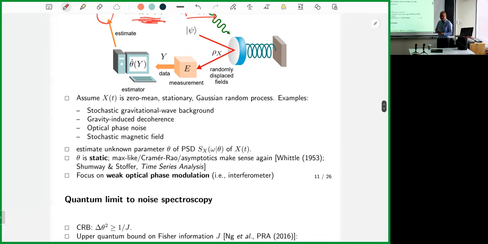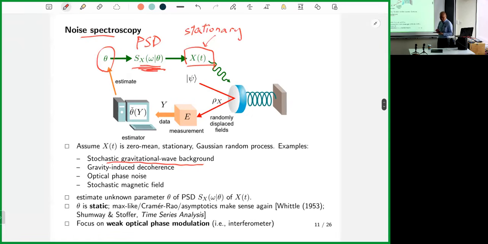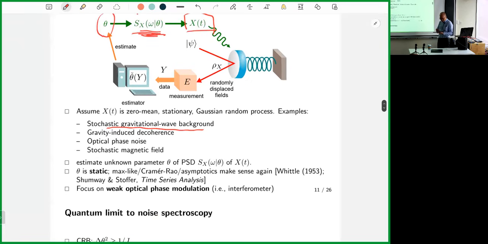Some examples: instead of estimating the gravitational wave itself, maybe you want to estimate some background of gravitational waves. It's now a stochastic process. I don't care about the individual waveforms. I want to estimate parameters of its power spectral density. So it's a different problem. Many other problems in optomechanics you can think of as a noise spectroscopy problem, or in magnetometry. Sometimes you are not tracking the magnetic field itself, but you want to learn about its power spectral density.